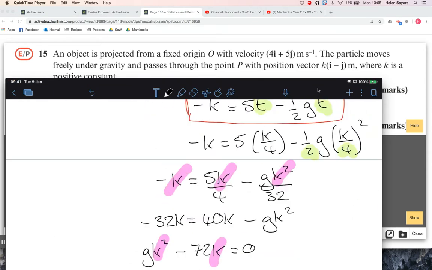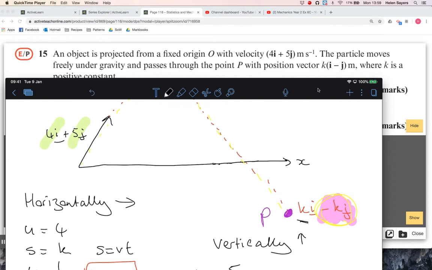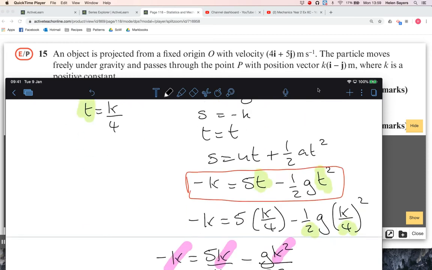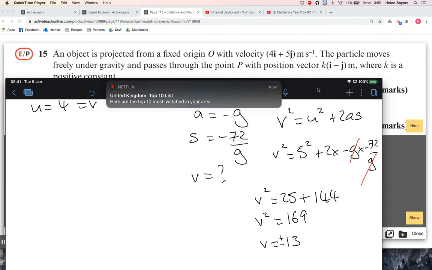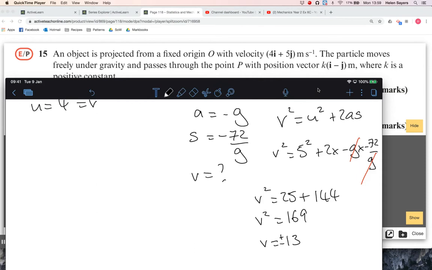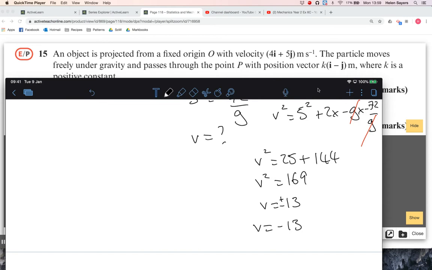But actually, if I go back to here, I can see at this point it is travelling to the right and it's travelling down. So it will have a negative vertical velocity. It won't make a difference to our final speed, but if this was a show-that question or a proof of something, it might matter. So its velocity at that point as a vector is 4i, because that was never changing, minus 13j.